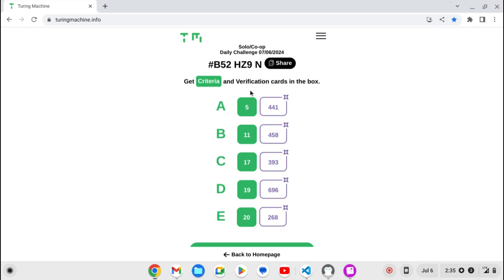So today's puzzle uses the following 5 criteria cards: criteria card 5, 11, 17, 19, and 20. And the puzzle uses the purple verification cards. The code above is your way to get more information on today's puzzle by searching the code on turingmachine.info. Let's go solve.